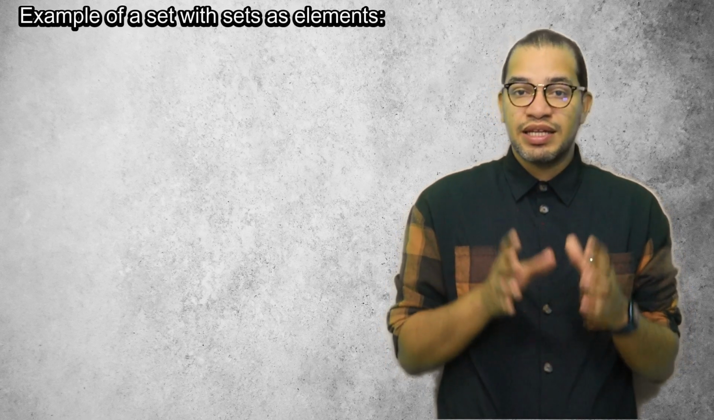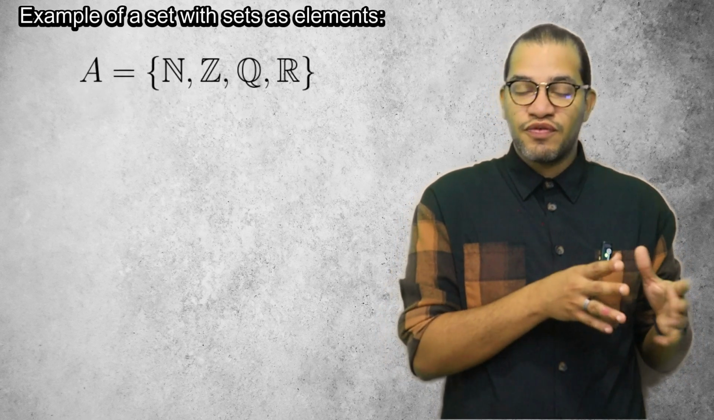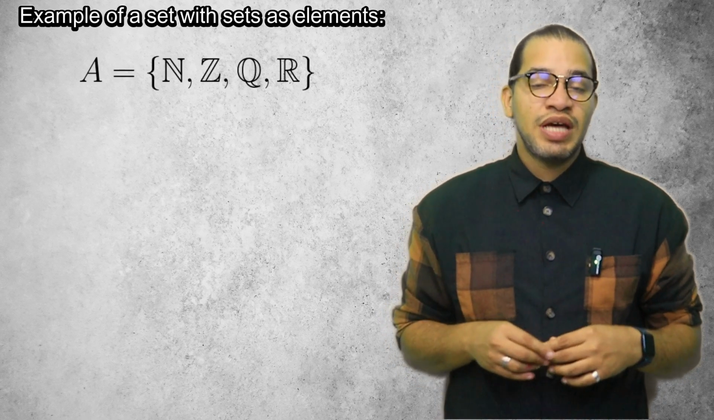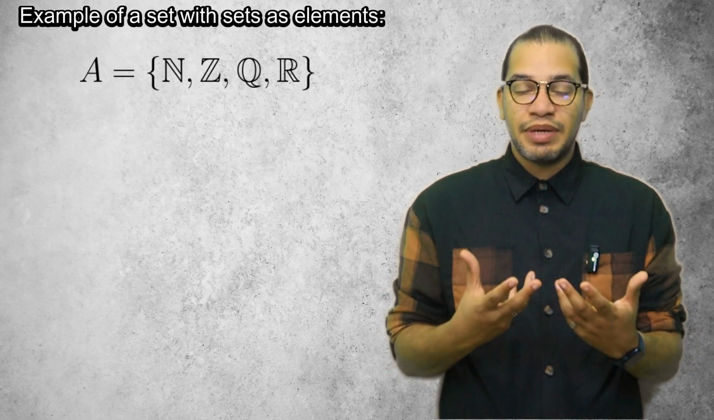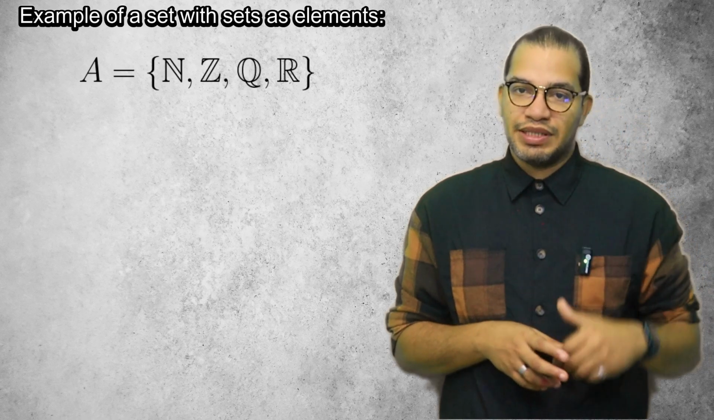For instance, let us consider the set whose elements are the set of natural numbers, the set of integers, the set of rational numbers, and the set of real numbers. This is a set whose elements are sets, and this set has 4 elements.